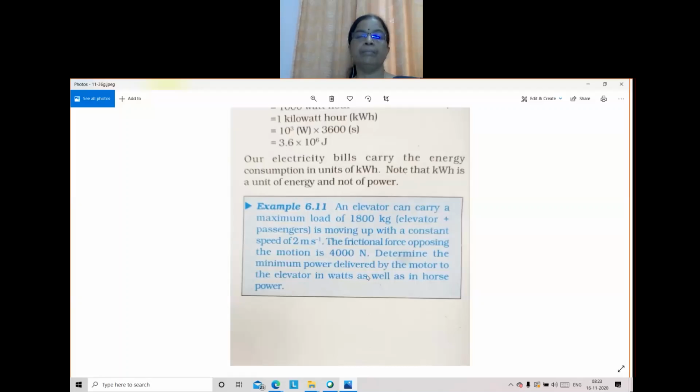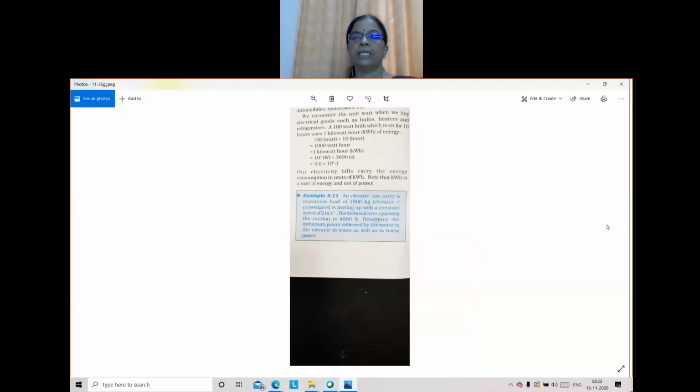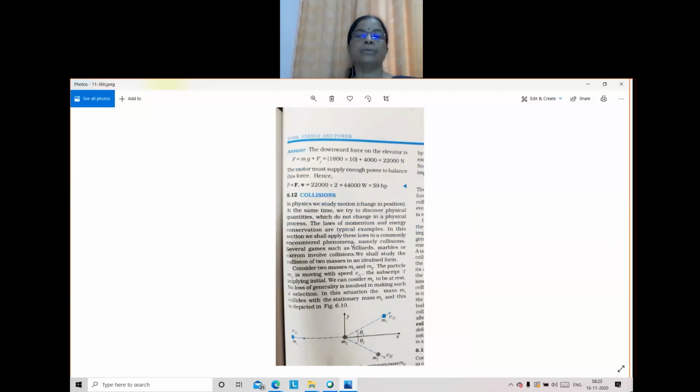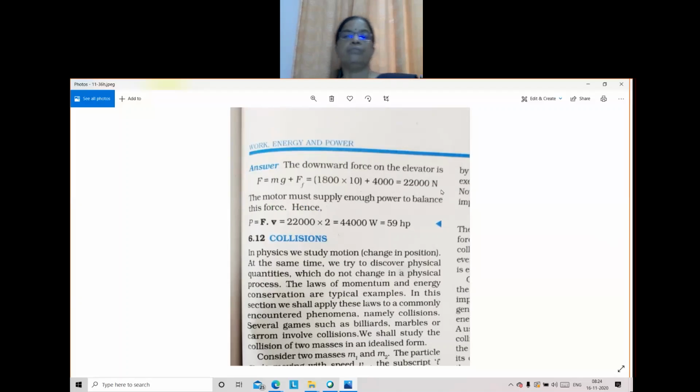Power delivered by the motor to the elevator. So against the frictional force, the motor has to do work to move it upwards. That power you have to find out in watts as well as in horsepower. The downward force on the elevator, see, that is equal to mg. Mg is the force due to gravity, total mass of the body into gravity, that is the weight of the body, and the motor has to do work against the frictional force also. So you have to add that also.